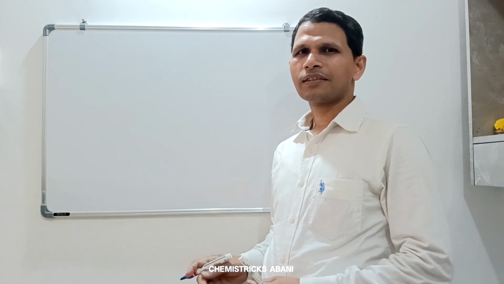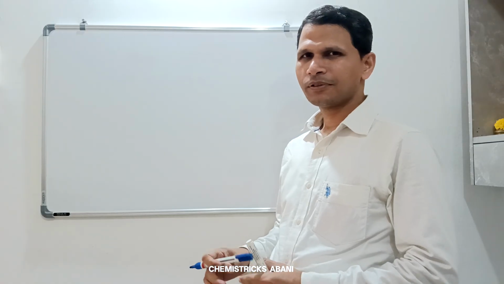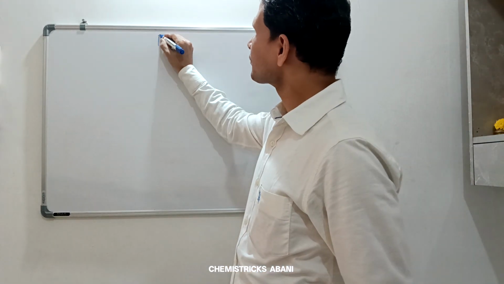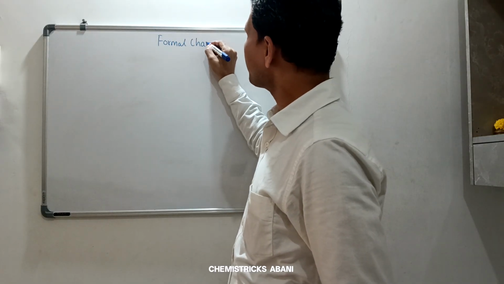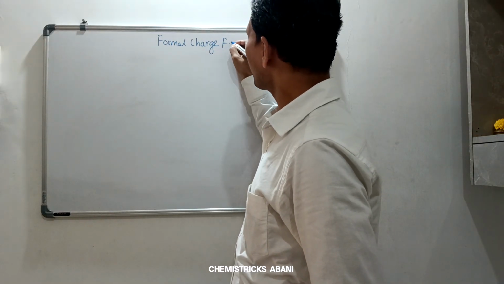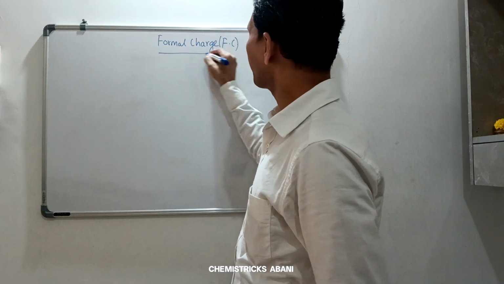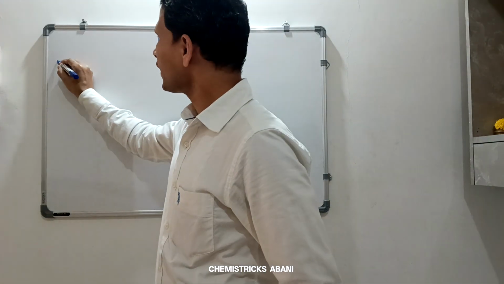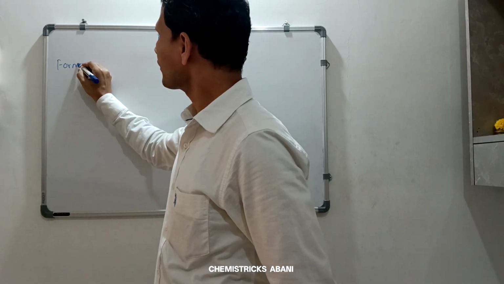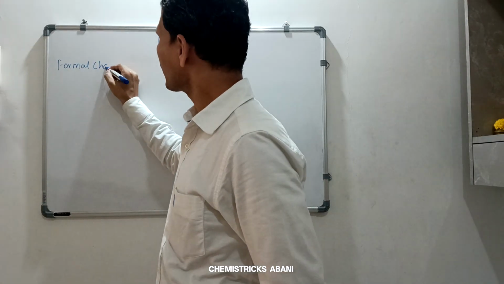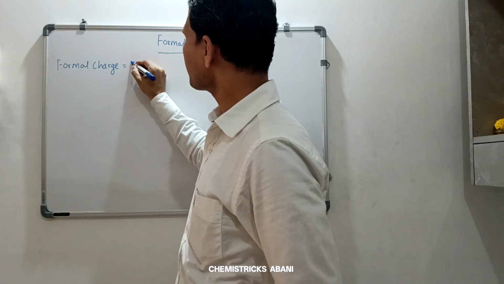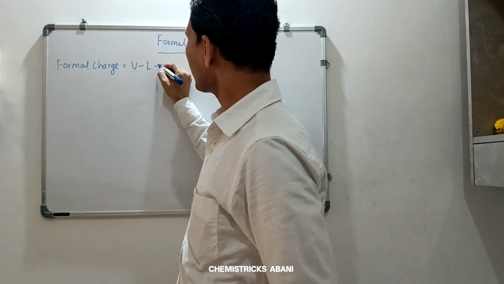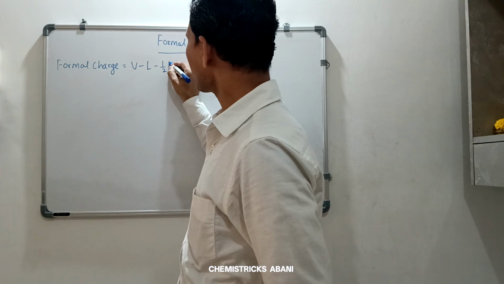Today we'll start with the concept of formal charge. Formal charge can be calculated using this formula, that is V minus L minus half of S.